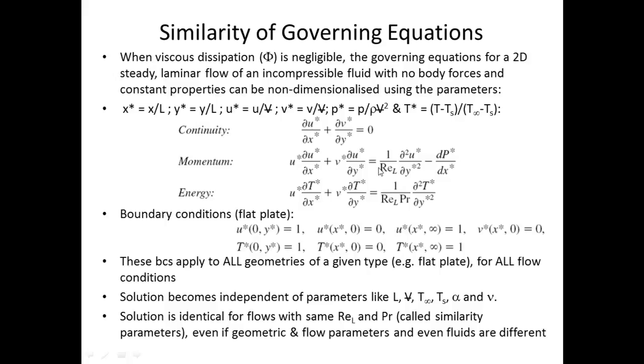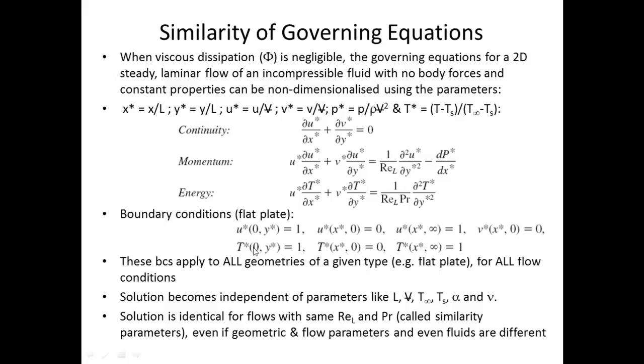Also, notice that we no longer have the properties like k or mu occurring in these equations. Instead, we have the non-dimensional numbers like Reynolds number and Prandtl number. Also, by non-dimensionalization, we can transform all the boundary conditions to values like 0 and 1. We no longer have velocity or temperature values for the boundary conditions, but only constant values like 0 or 1.